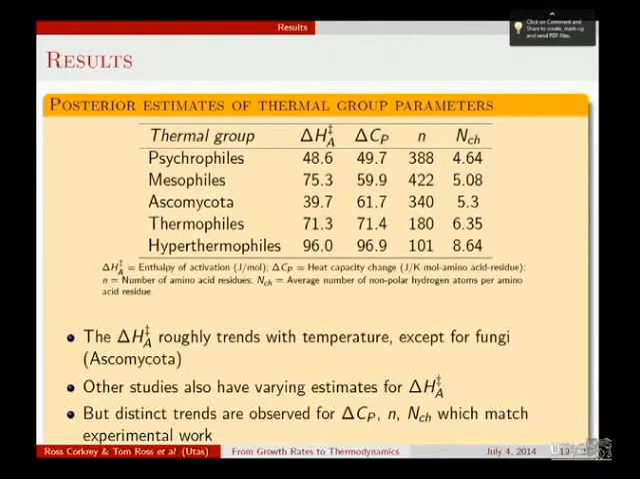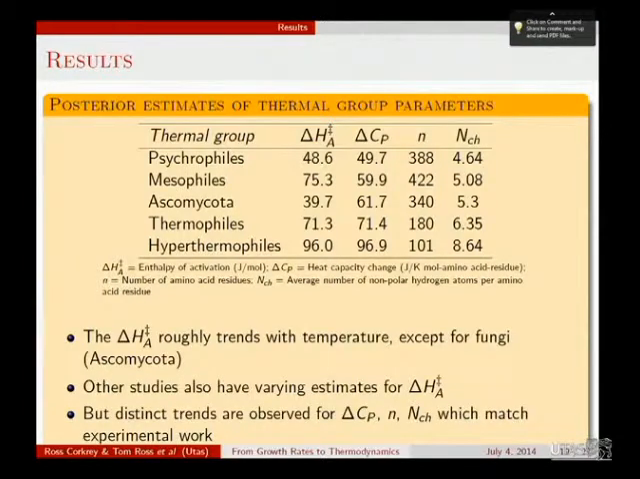If you look at the prior estimates for the thermal group parameters, we'll start with the strangest one first. This one is the delta H dagger, the enthalpy of activation. You notice there's a trend going up, from 48 to 96. Definite trends here going up and down. The enthalpy of activation sort of trends with temperature, except for the fungi, which are again a bit of an annoying difference. Other studies, however, when they've actually measured this quantity using other modelling approaches, also find that this quantity is rather erratic.